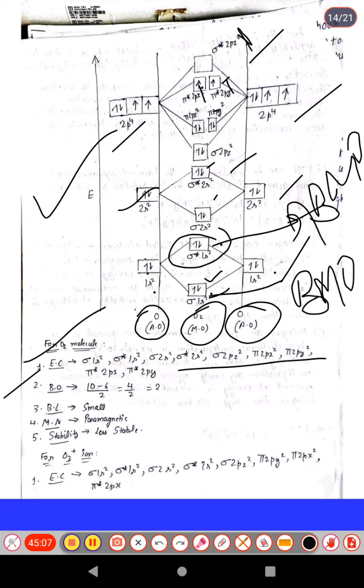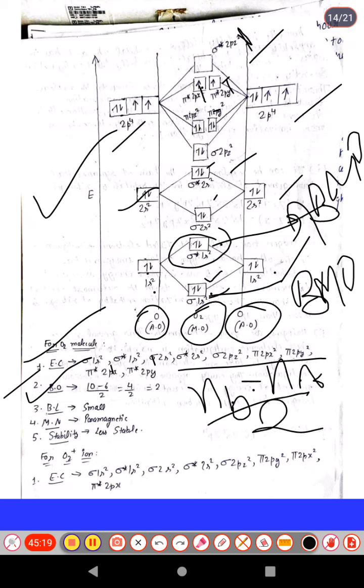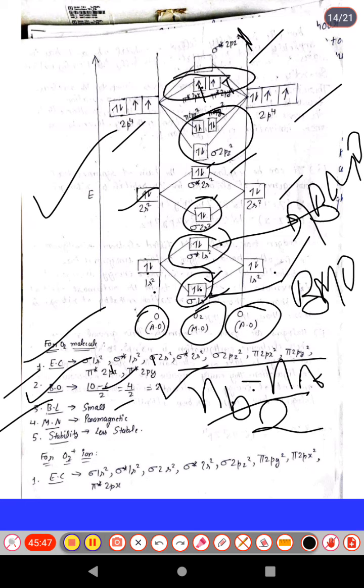The second point, the bond order, is equal to the number of bonding electrons minus the number of anti-bonding electrons, divided by 2. That means the electrons in bonding molecular orbitals minus the electrons in anti-bonding molecular orbitals, divided by 2. Total: 10 minus 6 becomes 4 by 2, that is 2. The bond order of oxygen is 2. Next, the bond length is small due to the bond order of two. Magnetic nature: the last electrons show that there is one unpaired electron, and due to that this is paramagnetic. Stability: this is a less stable molecule.